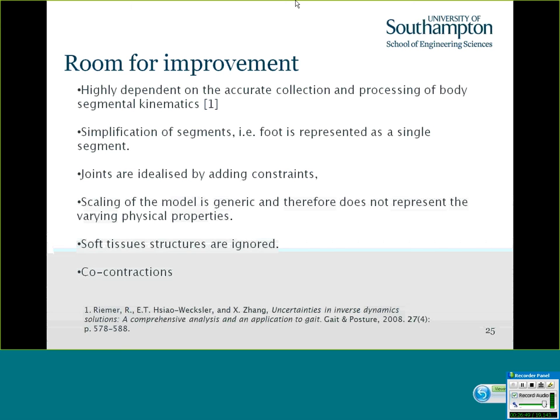And we know that the generic scaling process of the model perhaps does not represent the varying physical properties of all the populations. We also know that there are soft tissues ignored, and currently there is no co-contraction recruitment solver, and co-contractions are fairly prevalent in osteoarthritic knee patients. However, I believe that in some of the latest releases they are planning on addressing the application of co-contractions in the modelling process.